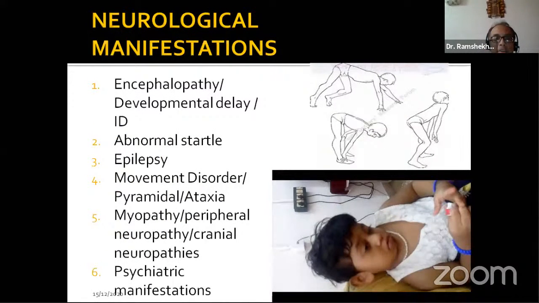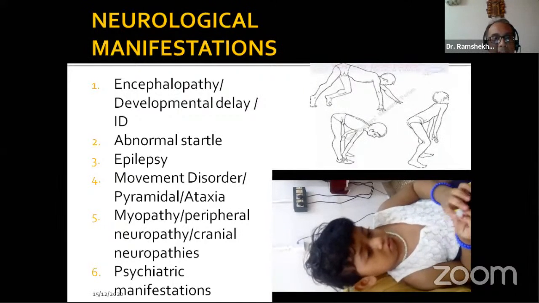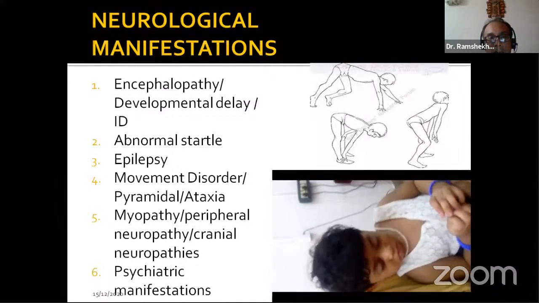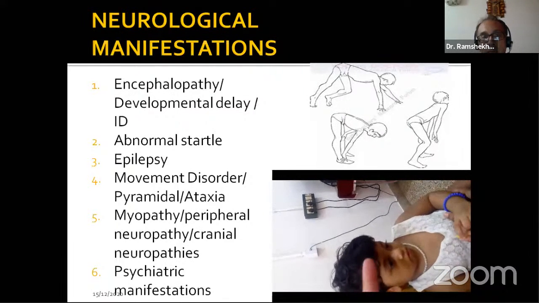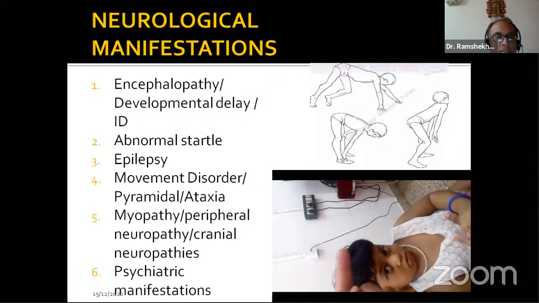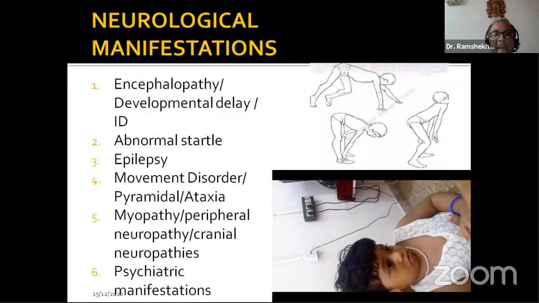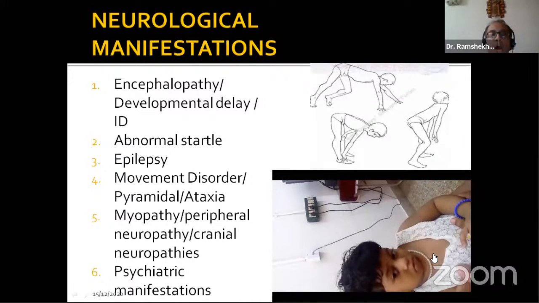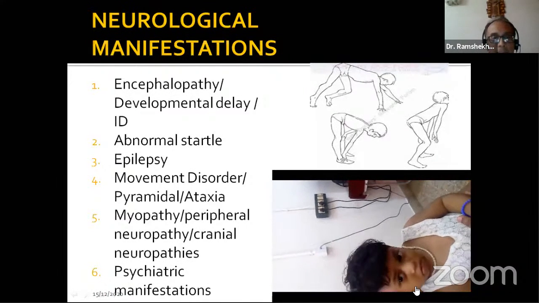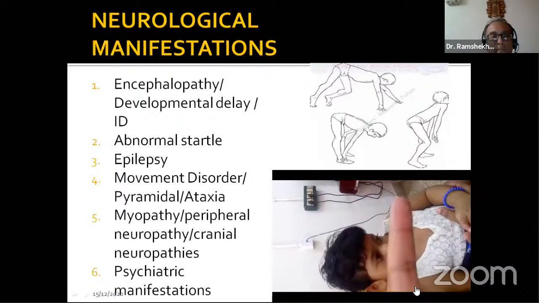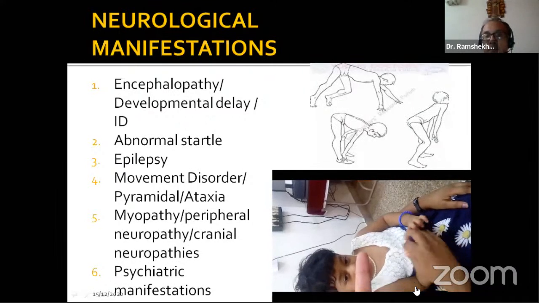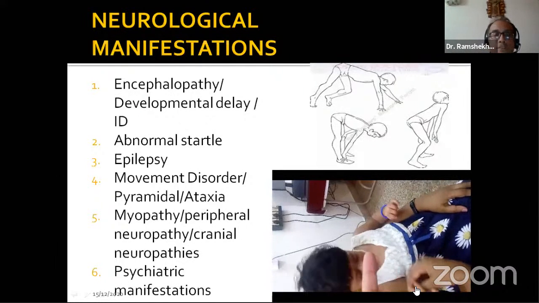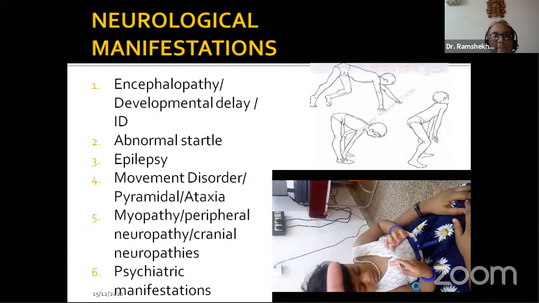On the neurological examination, you need to determine the extent of encephalopathy, whether the child has an abnormal startle, which can be because of an anoxic injury or because of a progressive disorder such as GM2 gangliosidosis, and whether the patient has active seizures which are refractory to conventional AEDs. You also need to determine whether the patient has a movement disorder, pyramidal involvement, or ataxia, or features in the form of myopathy, peripheral neuropathy, gaze paresis, or cranial neuropathies, or whether the patient has presented with an exclusive social decline with psychiatric manifestations.